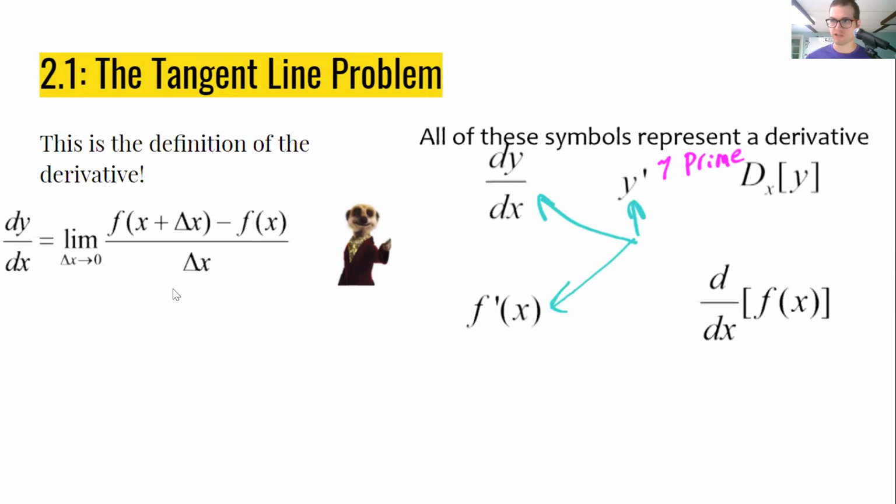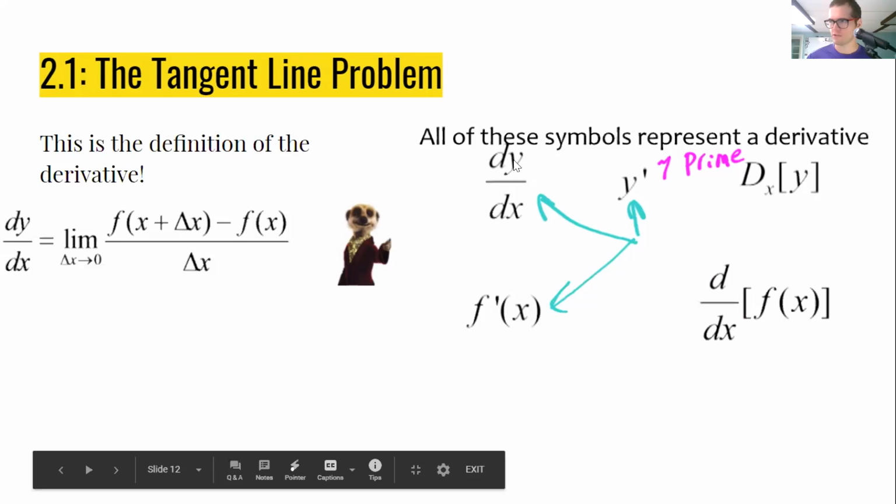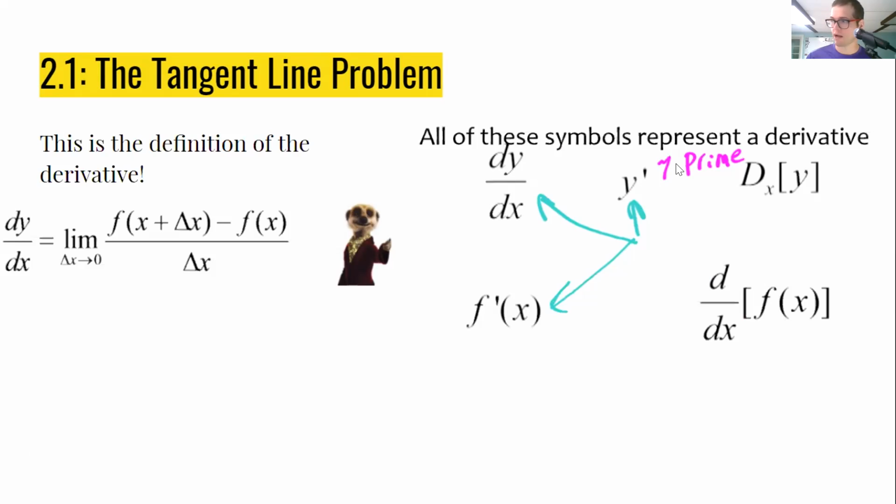This instantaneous rate of change is how we get the definition of the derivative. That is the definition of the derivative. So all these different symbols over here represent a derivative. We have dy over dx, f prime of x, y prime, d over dx of y, and d over dx of f of x.